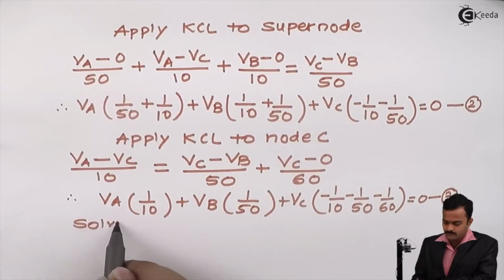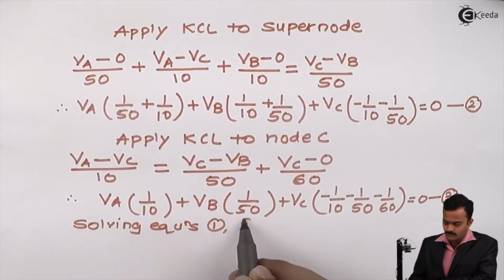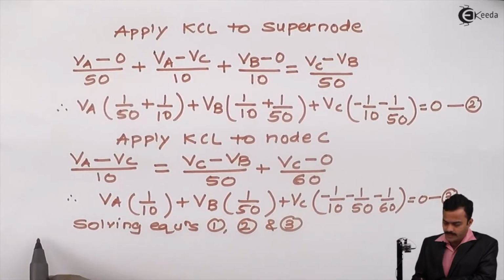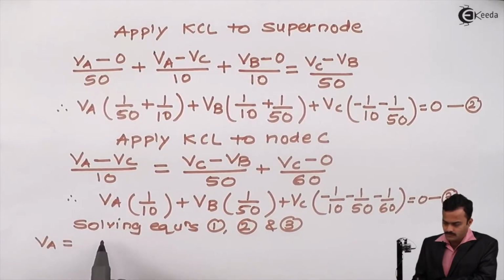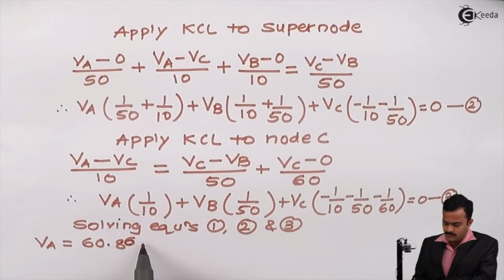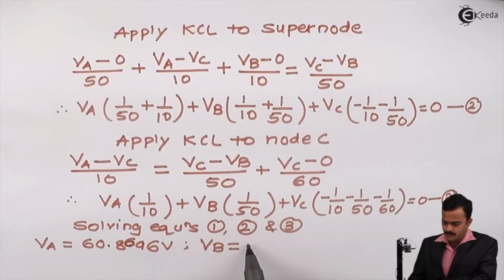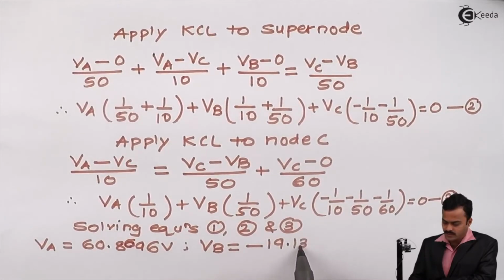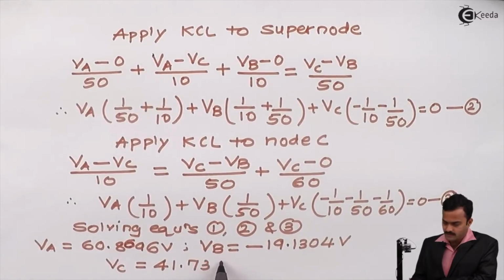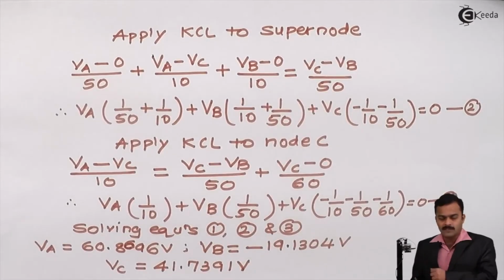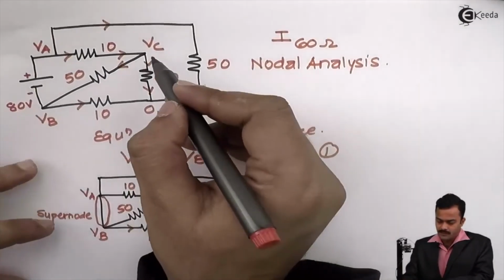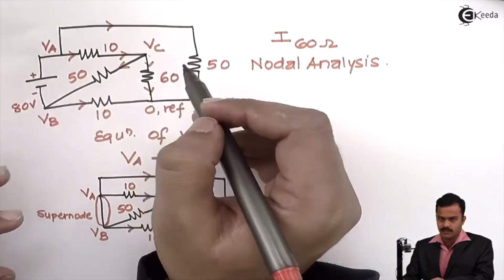Now I got 3 equations, 3 unknowns. Solving them, I will get VA equal to 60.8696 volt, VB minus 19.1304 volt, and VC I will get 41.7391 volt. Objective is to get current flowing through the 60 ohm resistance, which is (VC minus 0) divided by 60.